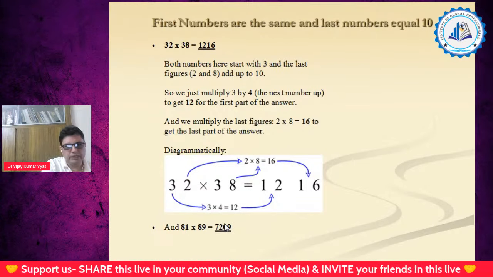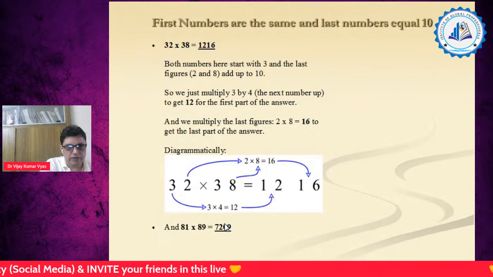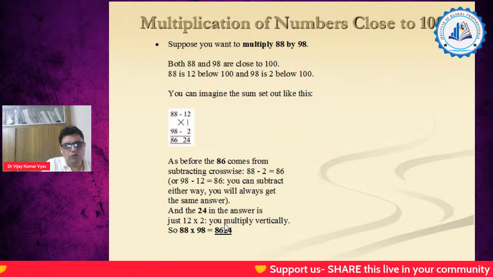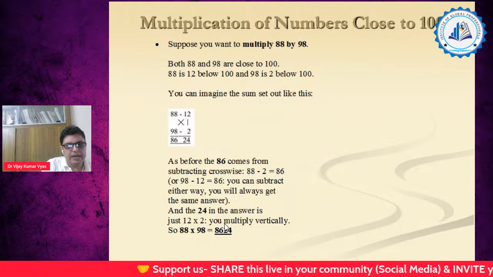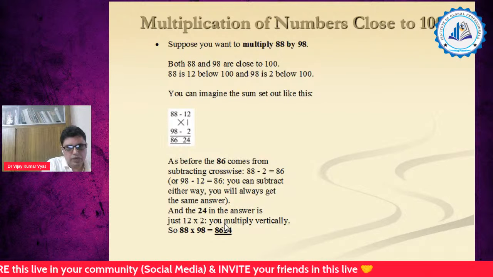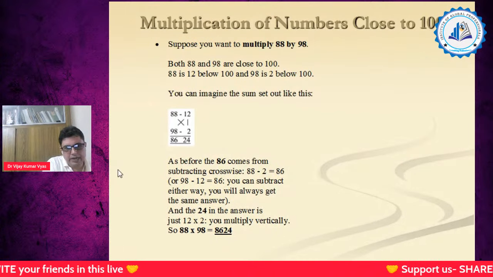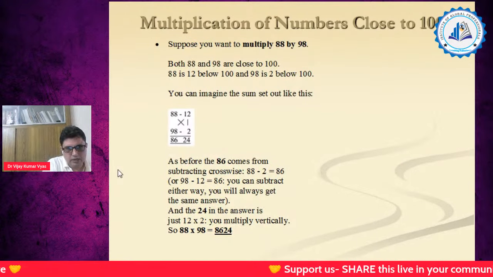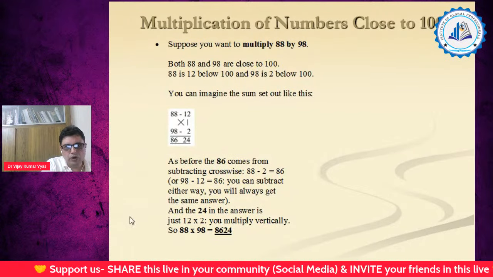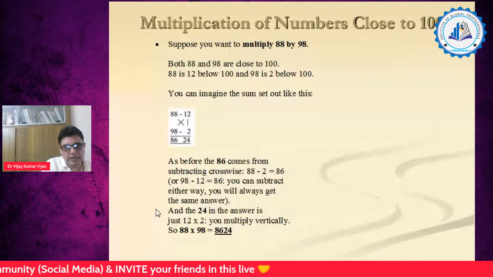Moreover, again I am telling you, in the second part of the presentation you will have the detailed explanation of this kind of calculation. Here also, if the numbers are close to 100, suppose you want to multiply 88 by 98, both are close to 100, but how close? 88 is 12 below 100 and 98 is 2 below 100. You can imagine the subset like this.